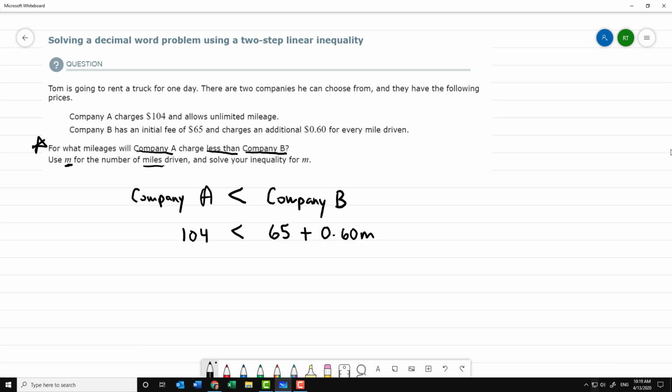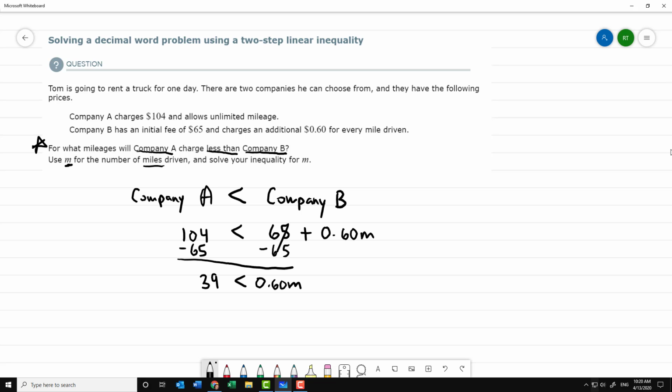And now we just solve it like we normally would. So I'm going to solve this for you, because if you notice in this case, the variable is on the right side. So I'm going to show you. We're going to subtract 65 from both sides here. We're going to get 60 cents M. Bring down my less than sign, and I'm going to do 104 minus 65. And we get 39.